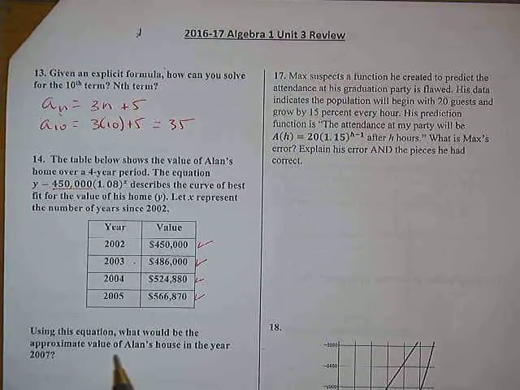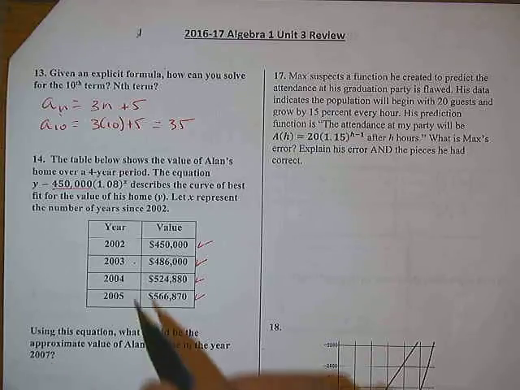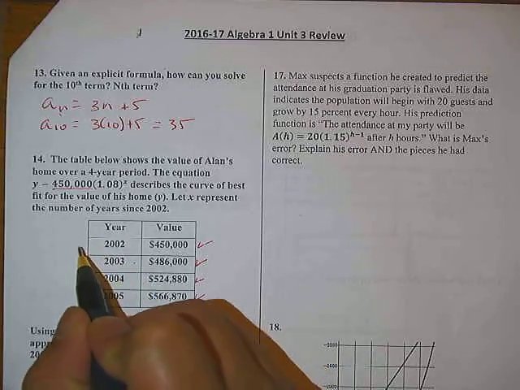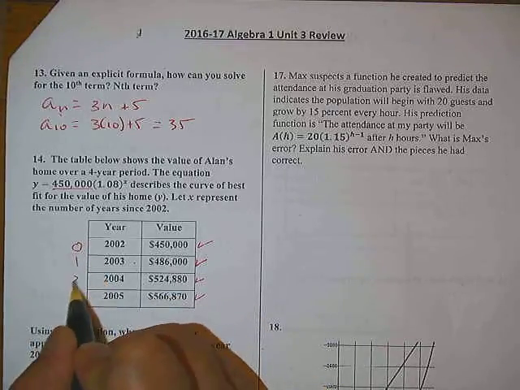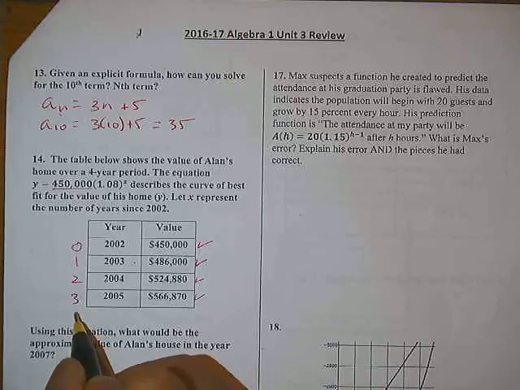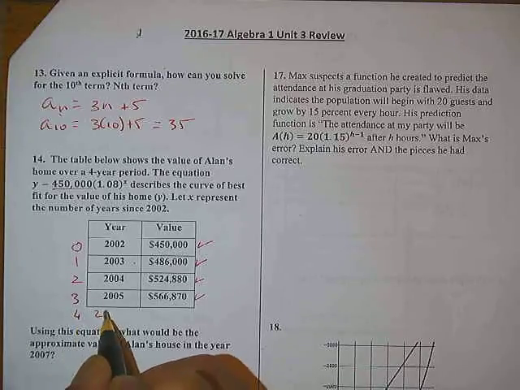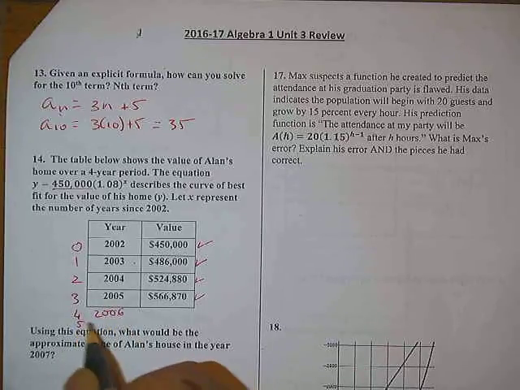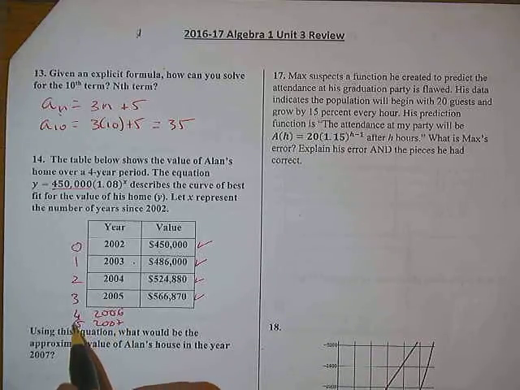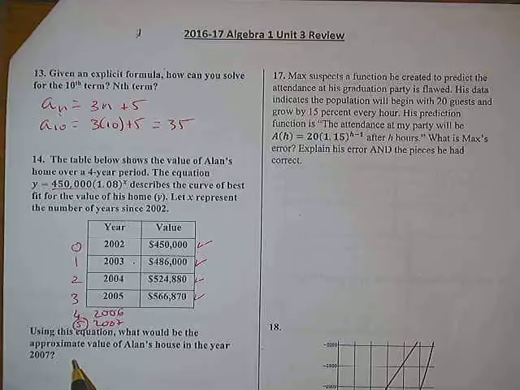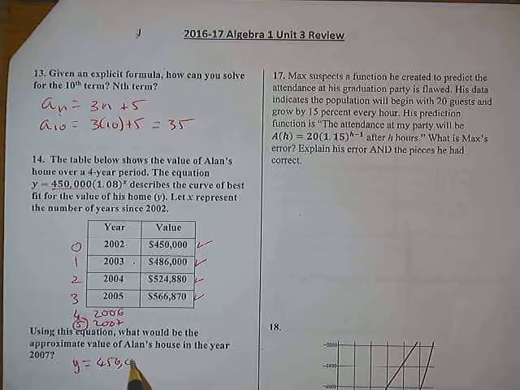So the first value has to be, that's 2002. So it starts out at 450,000. And then I think we multiply by 1.08, we get that. That's an 8% increase. Multiply by 1.08 again. It's now that. 5th year, wow, the house is now over $500,000.